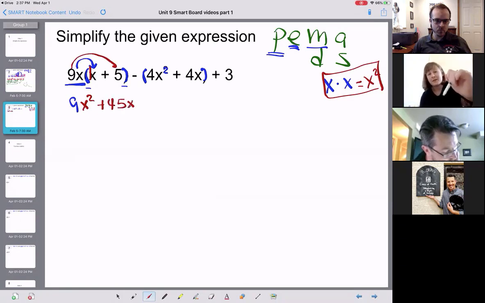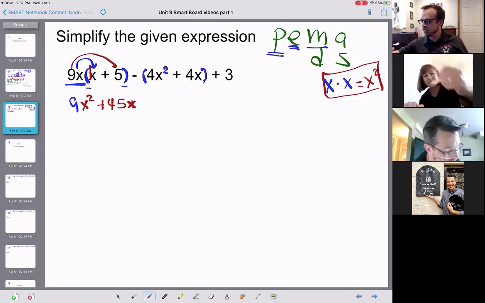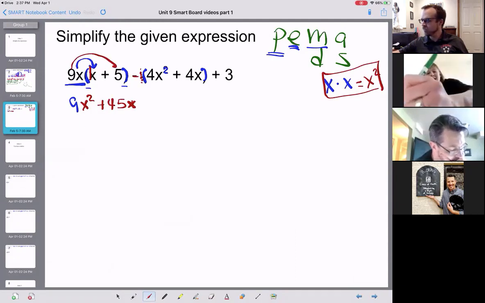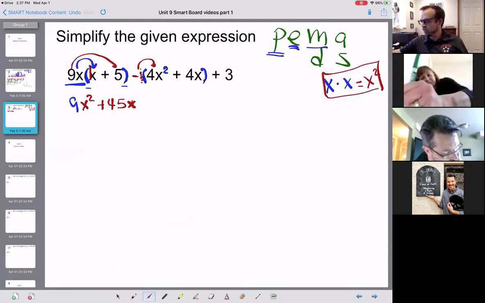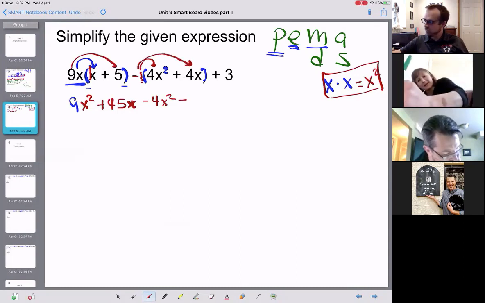There's actually another set of multiplication. Did you notice the second set of multiplication? This says minus the group 4x squared plus 4x. But we need to remember that there is a 1 right here. This is minus one group of 4x squared plus 4x. We have to distribute this negative 1 to each of our terms. Negative 1 times 4x squared will give us minus 4x squared. Negative 1 times 4x will give us minus 4x. And we'll bring down our plus 3.